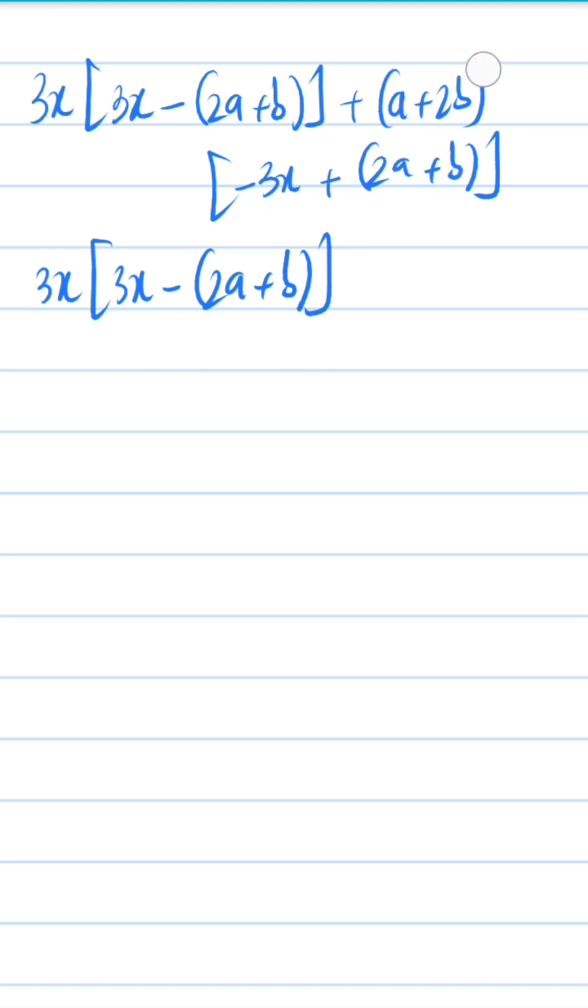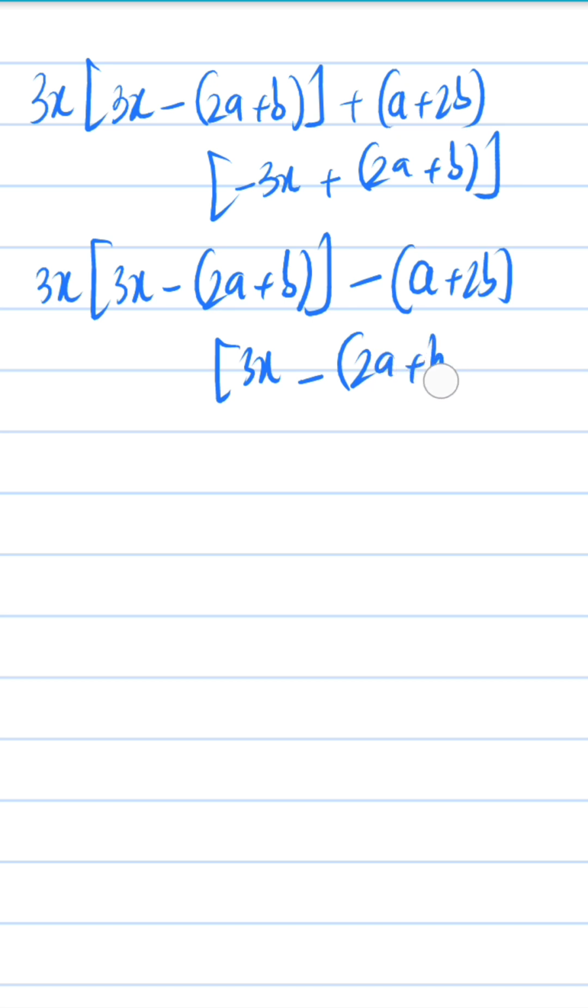So if you multiply this by minus, you will get minus into a plus 2b. And if you multiply this bracket by minus, the numbers will change their signs. This minus 3x will become 3x, and this plus will become minus. I hope you got it.